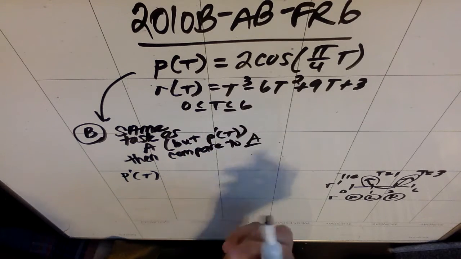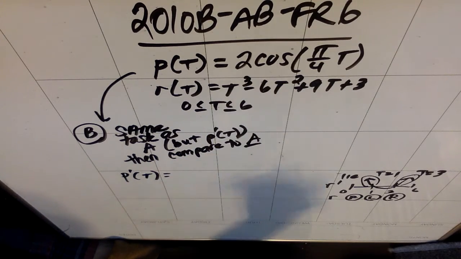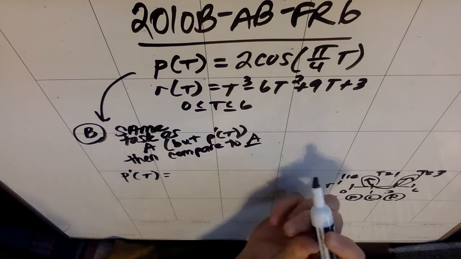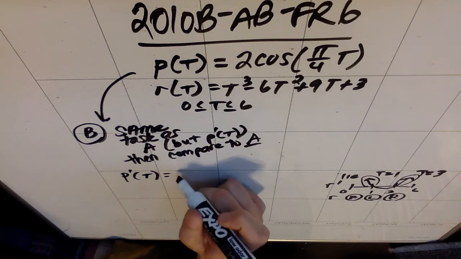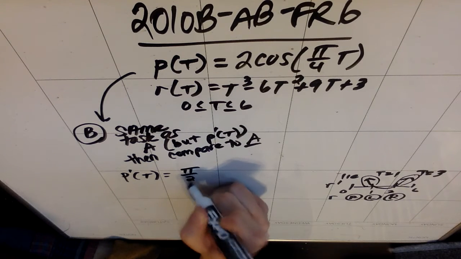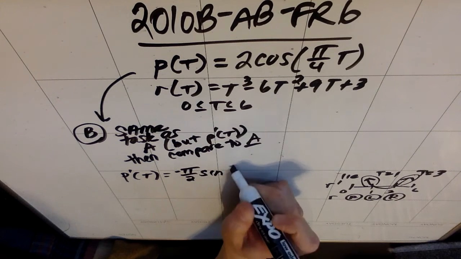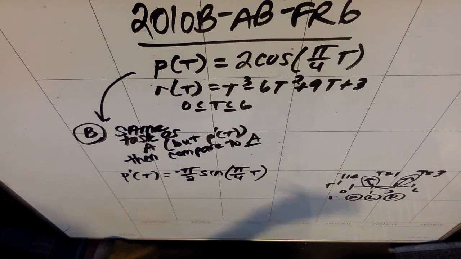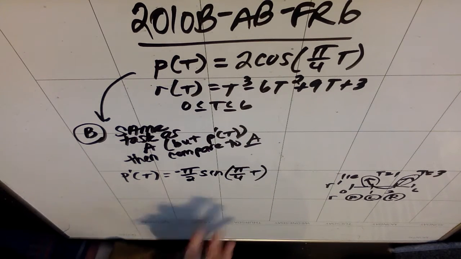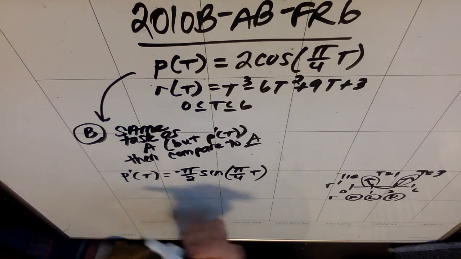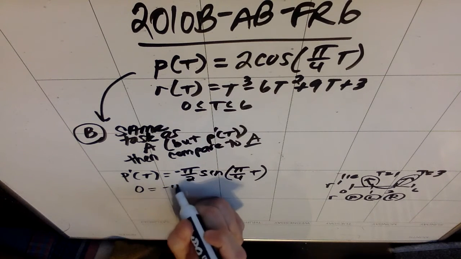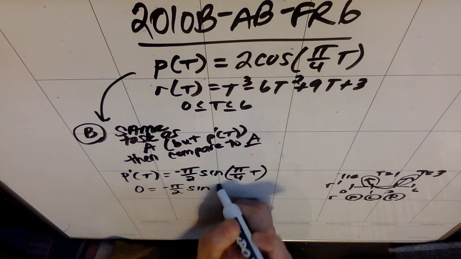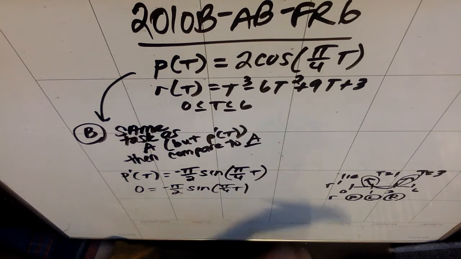My P is going to be, derivative of cosine is negative sine, and then I'm going to have to do the chain rule and times by that pi over 4. So I'm going to get a 2 times a pi over 4, right, which would be a pi over 2, and it should be a negative sign. So I should get negative pi over 2 times the sine of pi over 4t, right? So I need to find the places where this is equal to 0. So 0 equals negative pi over 2 sine of pi over 4 times t, right?